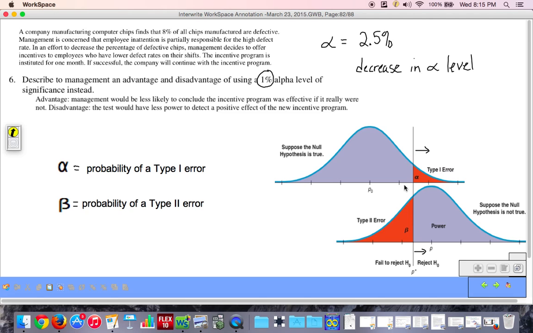So hopefully you can clearly see as you decrease the alpha level or the significance level, you're decreasing the probability of a type 1 error, but you're increasing the probability of a type 2 error, and you're decreasing the power of the test. I hope the picture helped, and I hope you understand the answer in context of the problem.